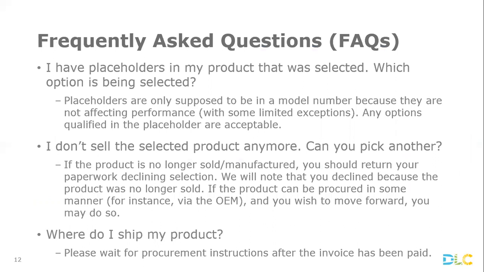I'm just going to go through a few frequently asked questions here. I have placeholders for my option is being selected. Placeholders are only supposed to be in a model number because they're not affecting performance, with some limited exceptions. Any options qualified in the placeholder are acceptable.